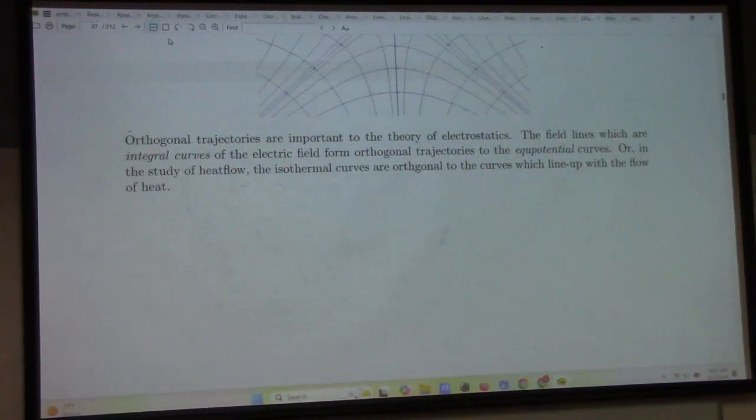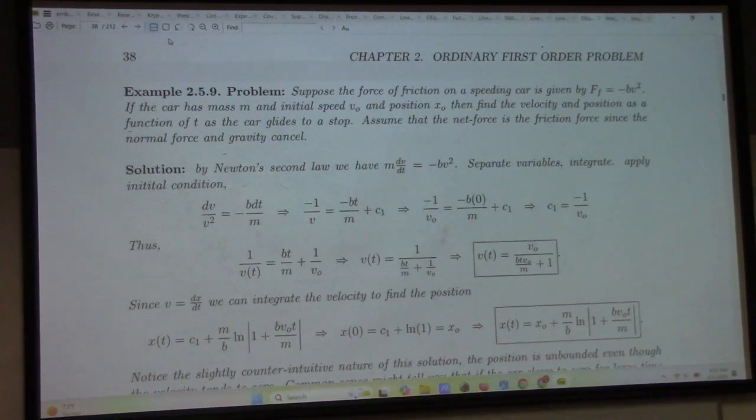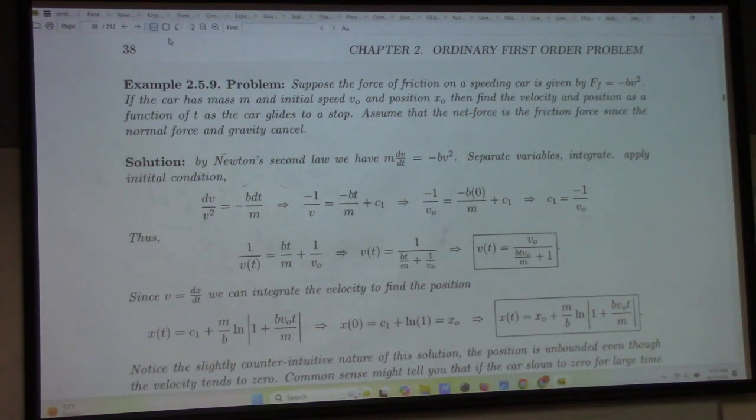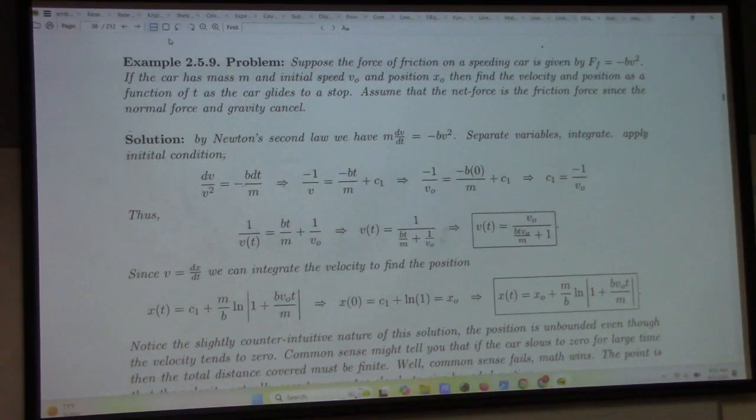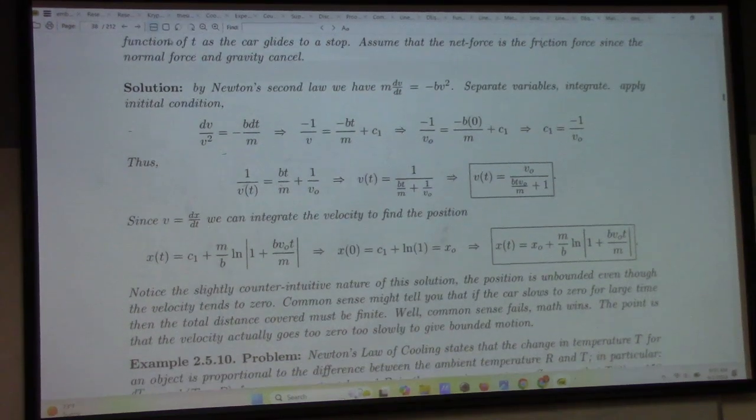Another example here. Well, this one we just worked out, yeah? We worked this out today. It's good. I found the same solution. That's a good sign.